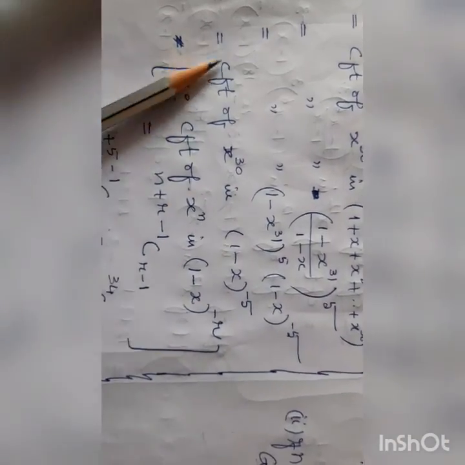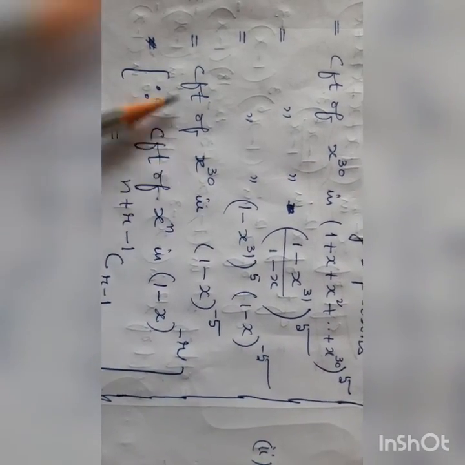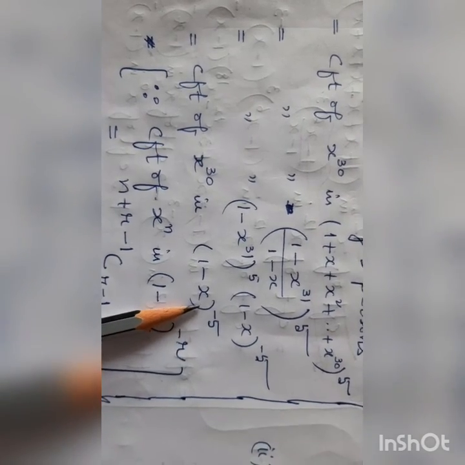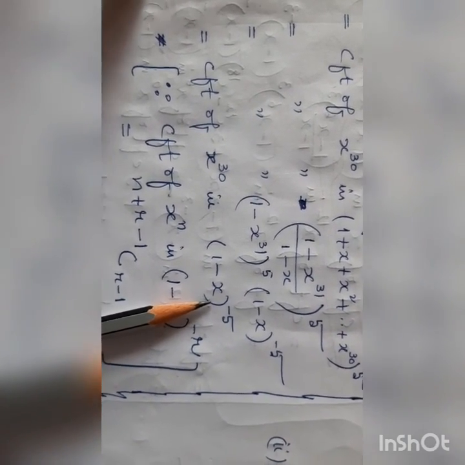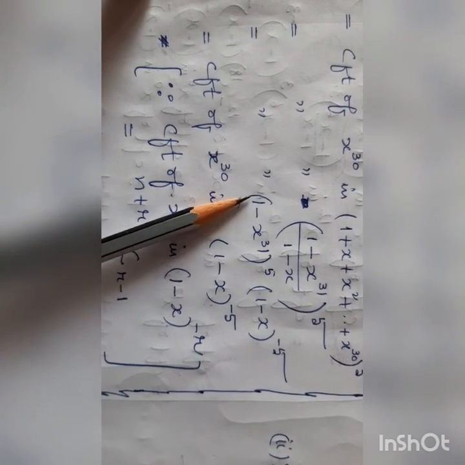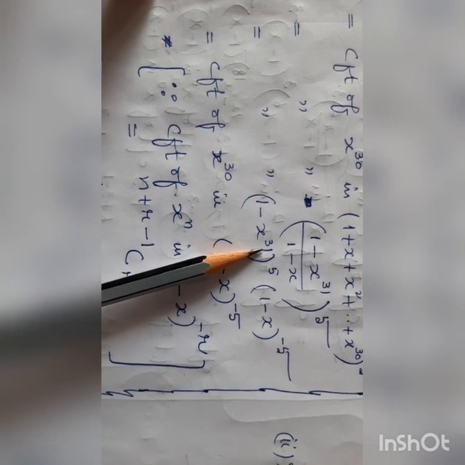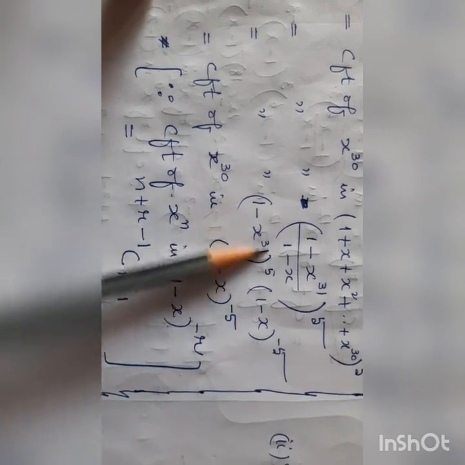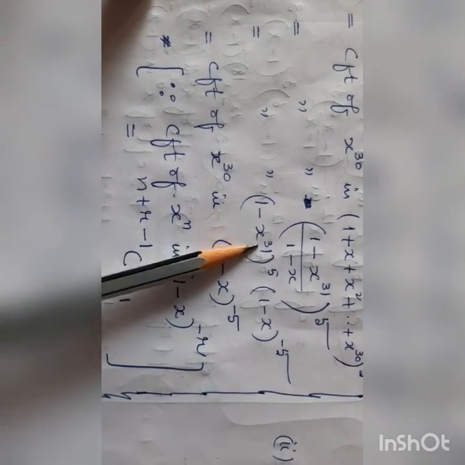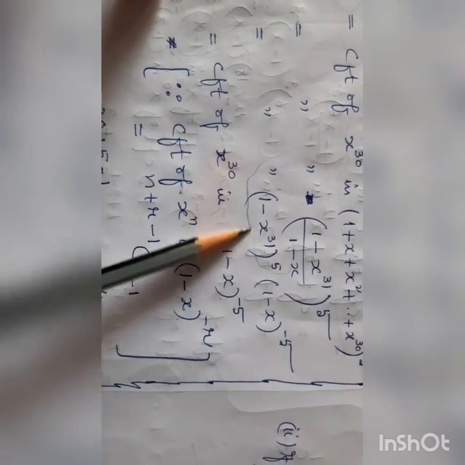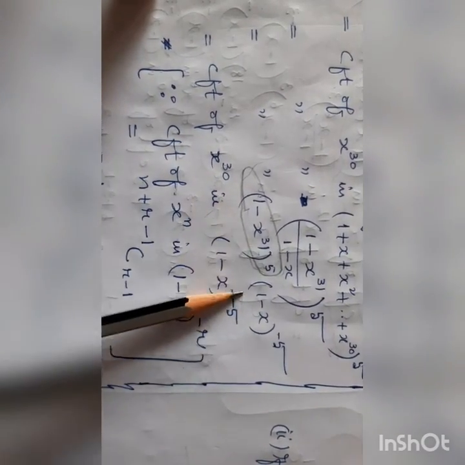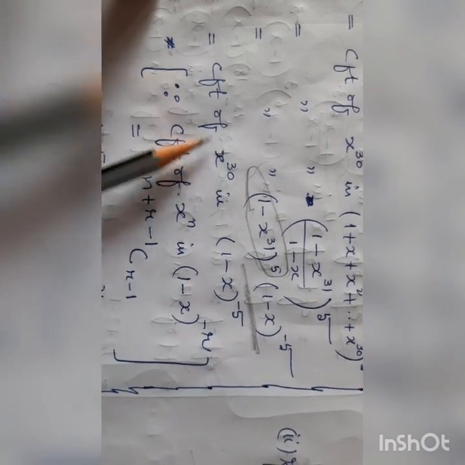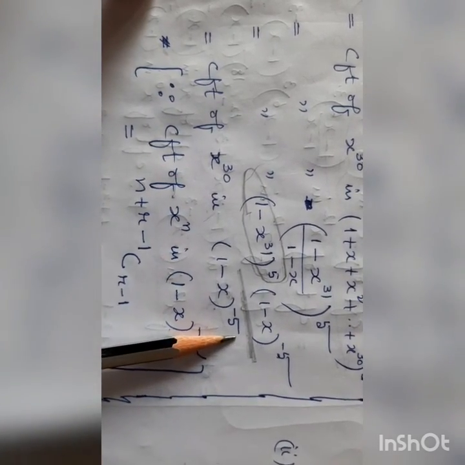Which coefficient we want? We want the coefficient of x power 30 in (1 minus x) whole power minus 5, because here 1 minus x power 31 is there, no? How do we find x power 30 coefficient from this? Not possible, no. That is why I have left this part. I have taken only this. So, coefficient of x power 30 in (1 minus x) whole power minus 5.